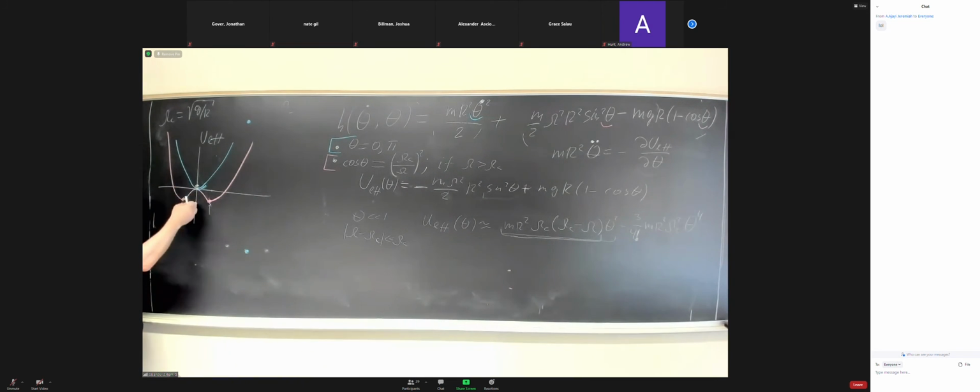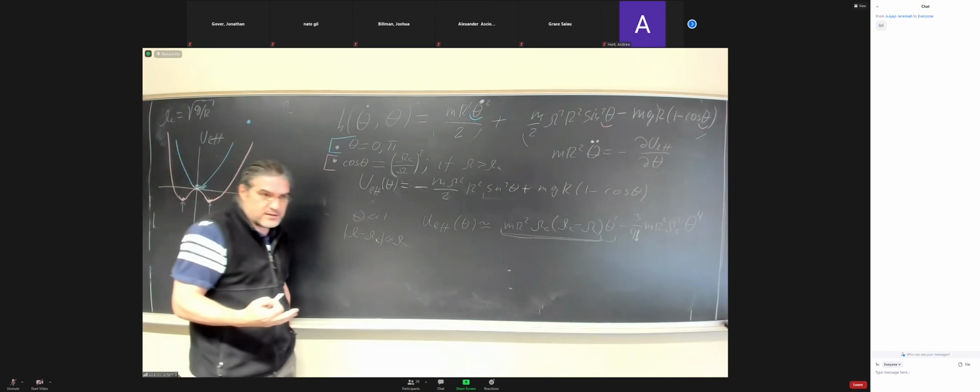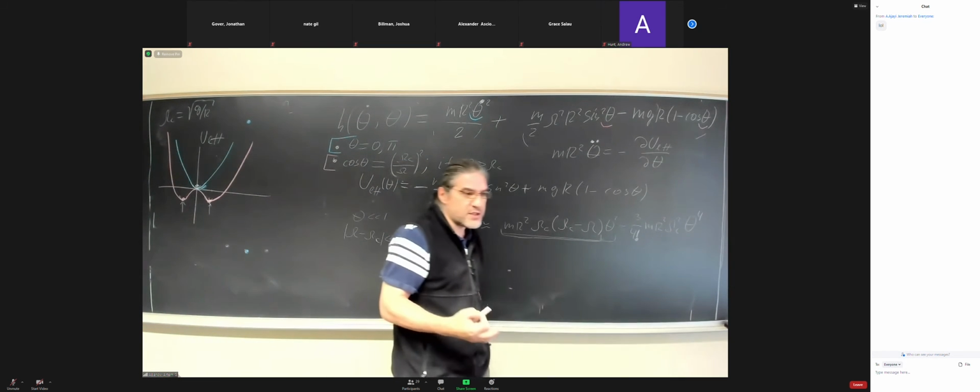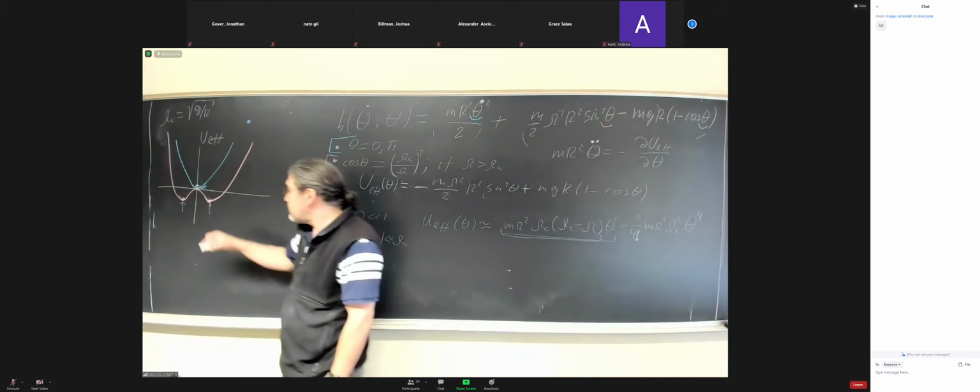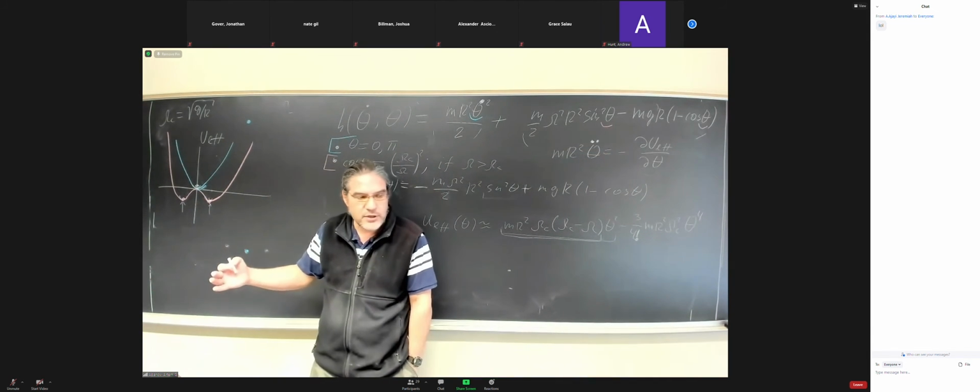After we've done that, we can actually consider small oscillations about those minima, either this one or this one. And they are different. The frequency of small oscillations will be different in both of them. Not very much different, but by a square root of 2 actually, the difference.